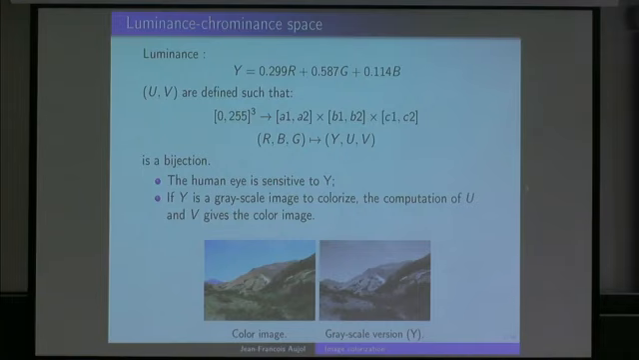Basically, we assume that we are given a grayscale image, and that this grayscale image is the luminance component of the image, or the achromatic component, if you prefer. And we want to recover an associated color image.